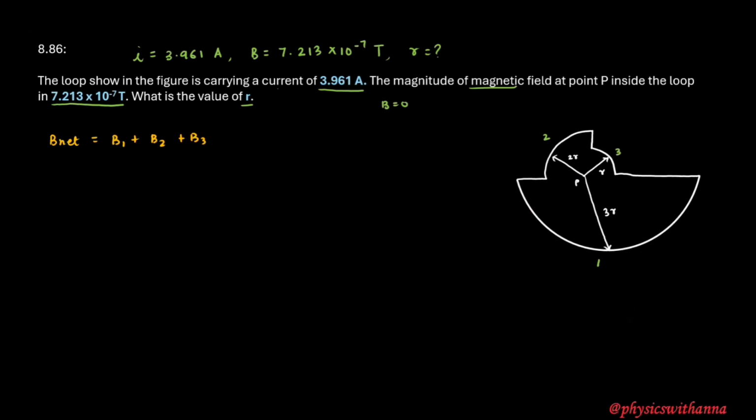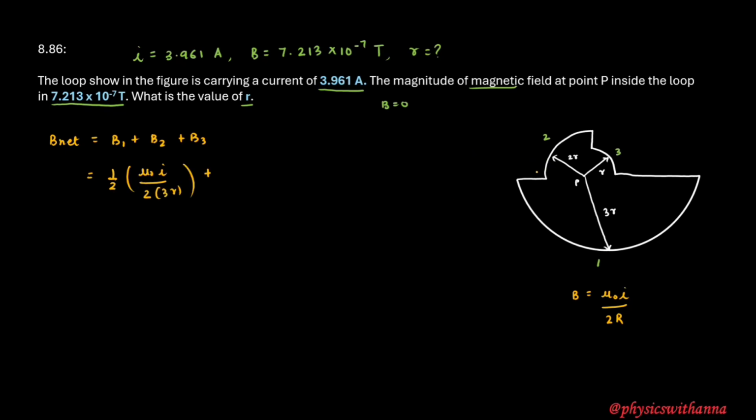Again, we can just add all the magnetic field values to find the net, because the current through each section of the loop is in the same direction, and hence the resulting magnetic field will also be in the same direction. Again, magnetic field because of a circular loop at the center is mu naught I over 2R. Segment 1 is a semicircle, so magnetic field will be half of this value. So we write 1 over 2 mu naught I over 2 times the radius of segment 1, which is 3R.